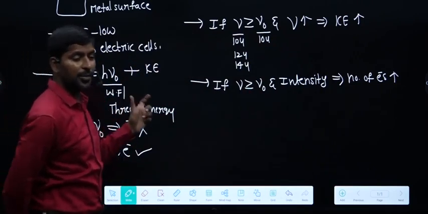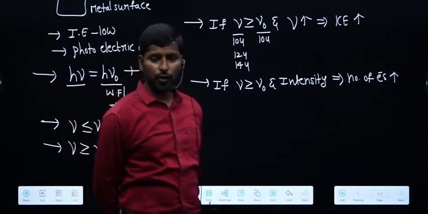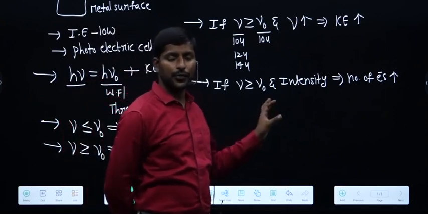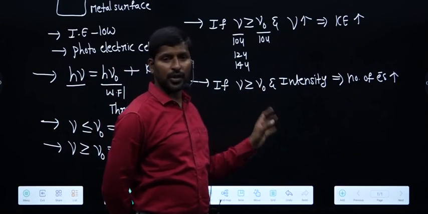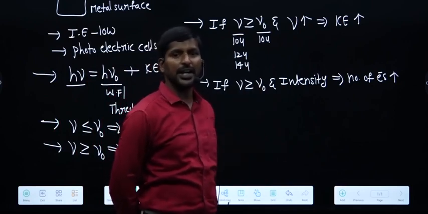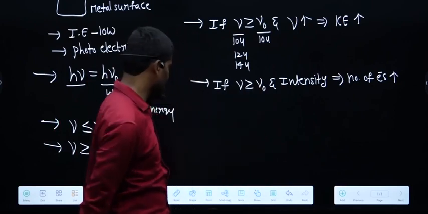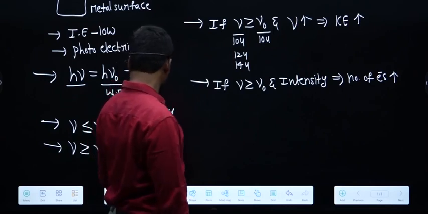This phenomenon is also used in X-ray photoelectron spectroscopy. By using X-ray photoelectron spectroscopy, we can calculate binding energies or ionization energies. And finally, some points regarding quantum numbers.